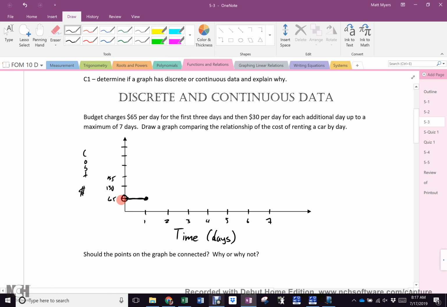Excellent. I rent the car at 8 a.m. Monday. It's now 8:05 a.m. Tuesday. Have I gone into a second day? So do I pay for a second day? So how do I show that? On a second day, how much will I have paid to rent the car? $130. How do I show that for all the time from 8:01, I draw a line? What do I need right there?